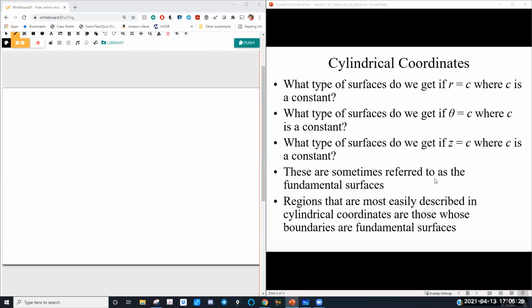But again, cylindrical we're going to be pretty familiar with because it is very much like polar plus the Z coordinate. So those fundamental surfaces are how we would decide. And like I said, we're going to look at a couple of examples. We're going to do both examples in all 3 coordinate systems and then talk about what makes the most sense.